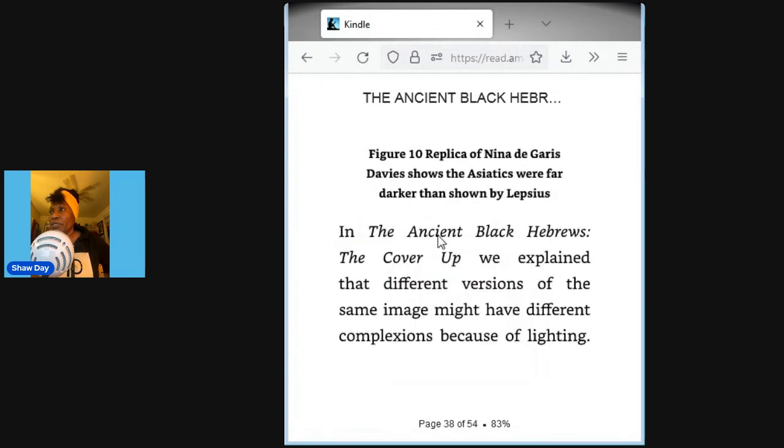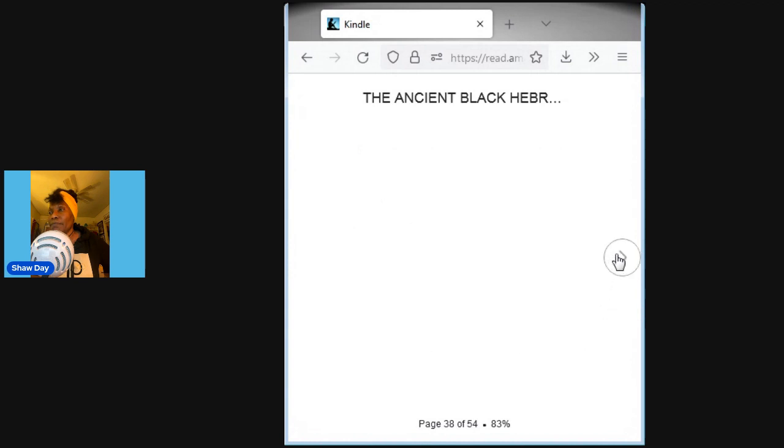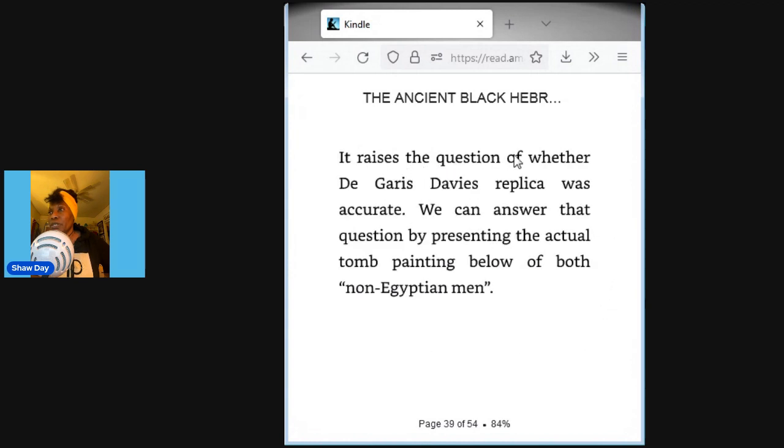In the ancient Black Hebrews cover-up, it was explained that different versions of the same image might have different complexions because of the lighting. It raises the question of whether Daguerreotypes Davies' replica was accurate. So he's saying, look, she painted it lighter, and he painted it a little darker than hers. So who's to say if he is right or she is wrong?